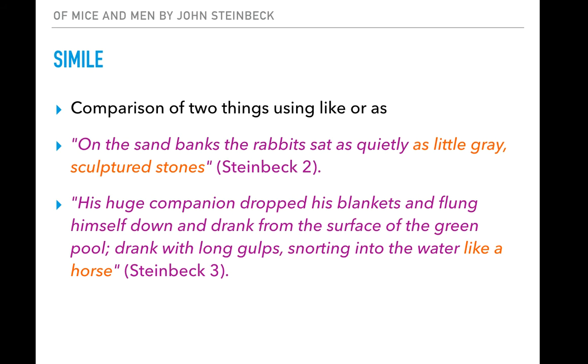The second one: his huge companion dropped his blankets and flung himself down and drank from the surface of the green pool, drank with long gulps, snorting into the water like a horse. In this example, it's about Lenny and how he's drinking the water, gulping and snorting like, keyword there, a horse.